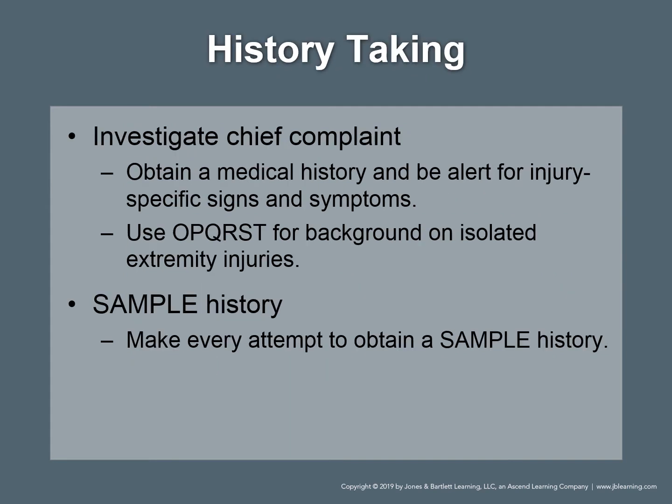Get your history, find out what your chief complaint is. Most of the time it's going to be obvious. Go through your OPQRST on isolated extremity injuries, but try to get a medical history. You want to find out a baseline, a mental status baseline. I've been to people before that have been completely altered and come to find out they have Alzheimer's and that's normal. So you want to find out their baseline and find out how far off from their baseline the patient is. Try to get a SAMPLE history if you can. These patients have an altered mental status, so you're probably not going to get a real good history.